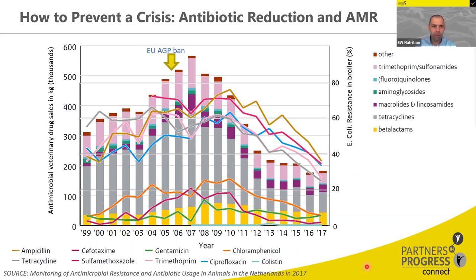This shows that reducing antibiotic use can lead to better susceptibility of E. coli, and with E. coli, because it is such an effective bacteria in interexchanging antimicrobial resistance genes, also other bacteria in the gut of the animals are more susceptible to antibiotics.